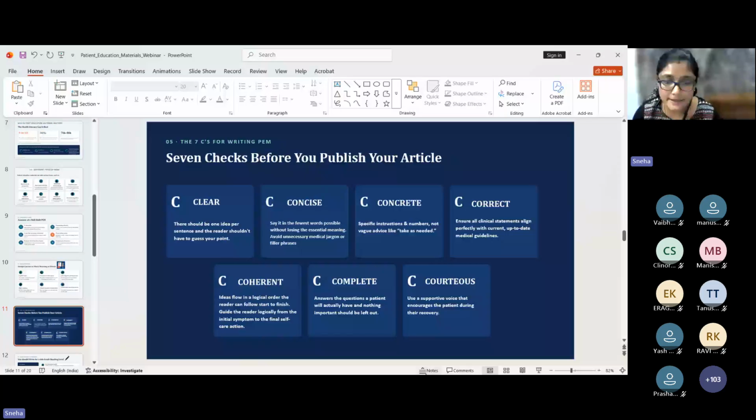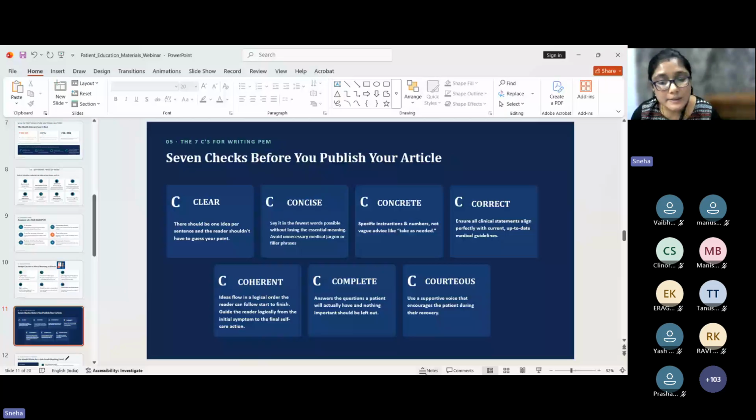Next is concise. C for concise. Say it in the fewest words possible without losing the essential meaning. Do not oversimplify, and do not dilute the meaning of the particular thing. Again, do not use heavy words and make it too long and boring. So avoid unnecessary medical jargon or filler phrases.